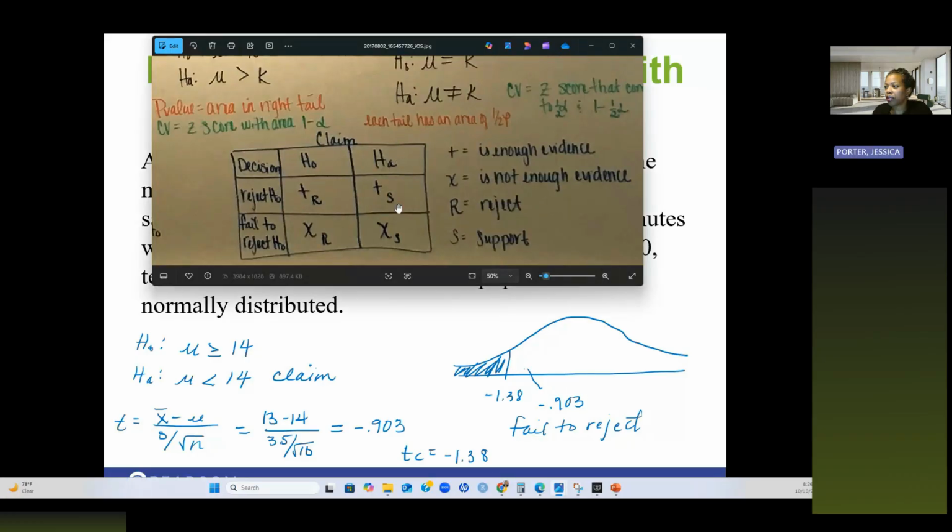Claim was the alternative. So we're in column 2. And we failed to reject. So we're in this bottom row. Yep, so there is not enough evidence to support the claim.